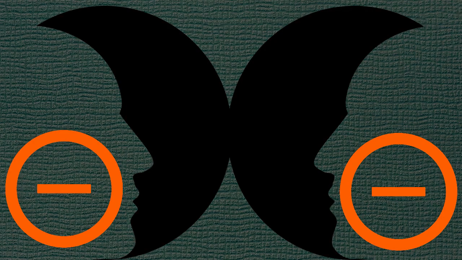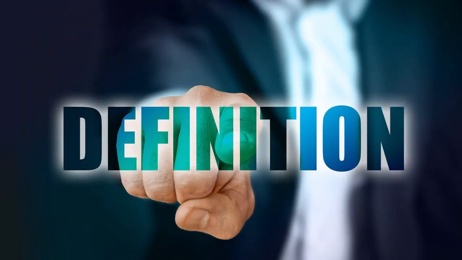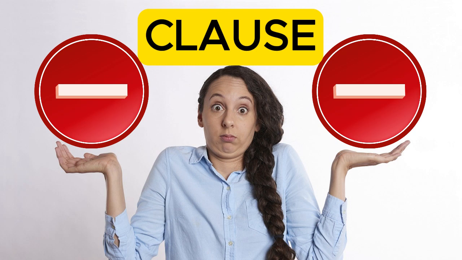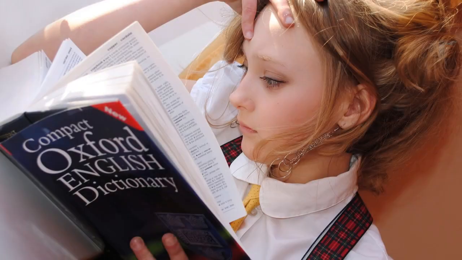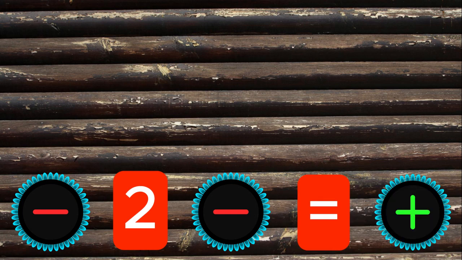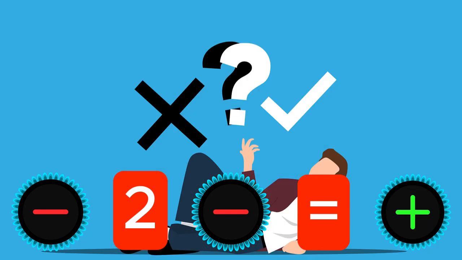First of all, the definition of double negative. A double negative occurs when two negative elements are used in the same clause. In many languages, double negatives can intensify the negation. That is, they are used to make a statement even more negative. However, in standard English, double negatives often inadvertently lead to a positive meaning, which can confuse the listener or reader.